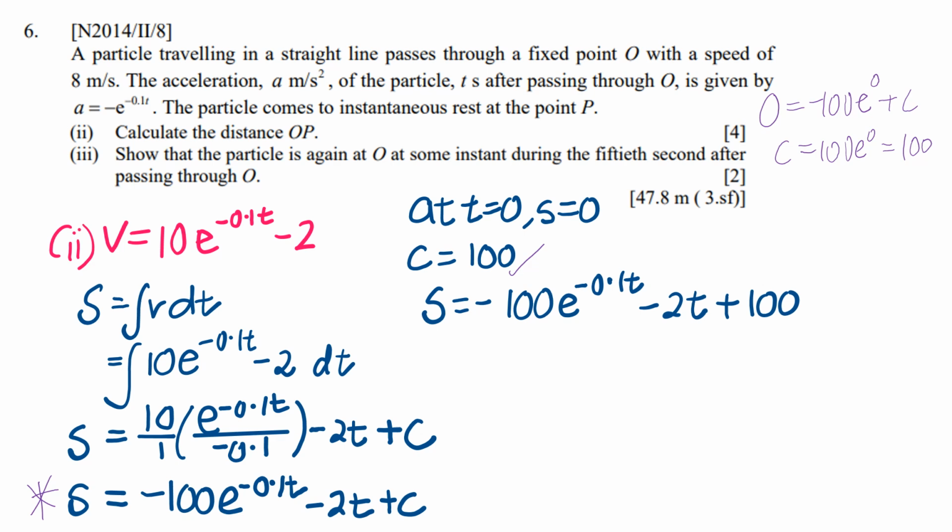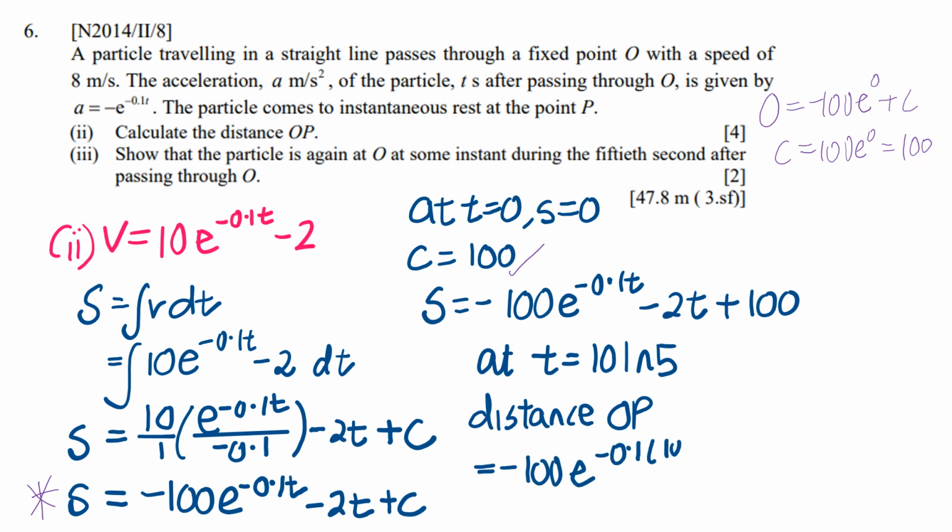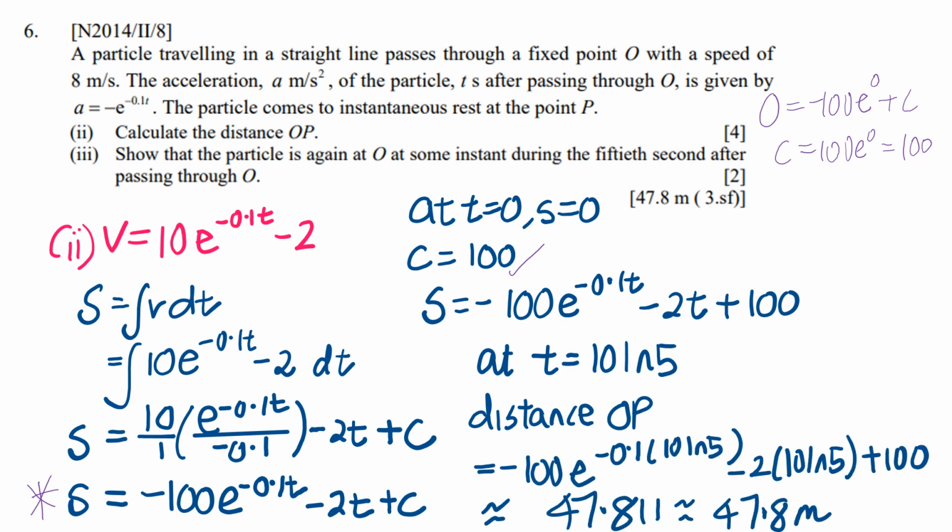Okay, the distance OP. How long does it take to reach point P? We calculated the time earlier on, right? Yes, 10 ln 5. So we substitute inside there. And use your calculator wisely, as in carefully, and do it twice. Usually, if you're using a calculator to work out something so huge, do it 2 times and make sure both times you get the same answer, and that will be your answer. If both times you don't get the same answer, then you do it a third time.